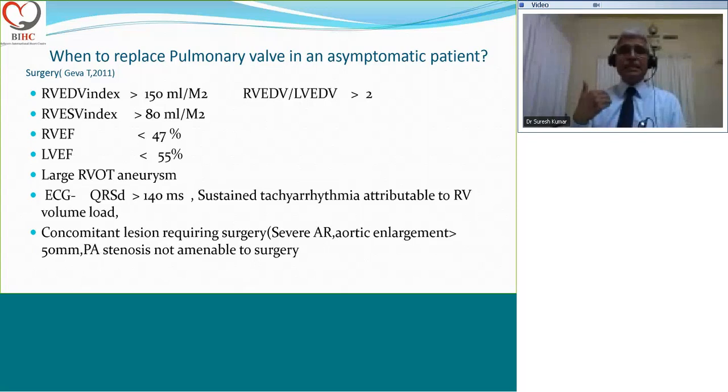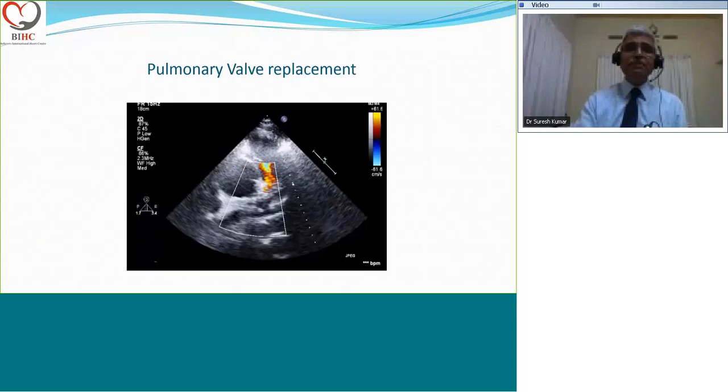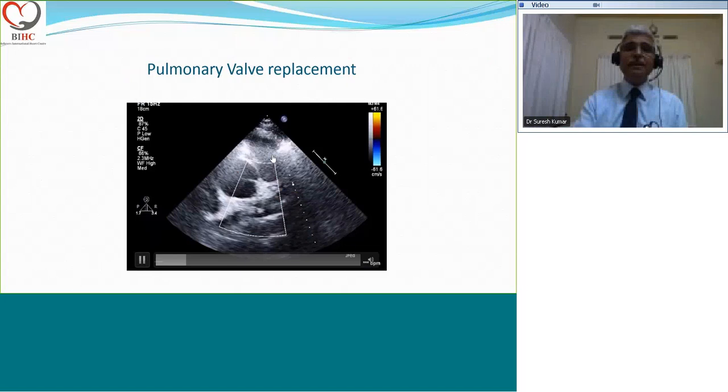If you have recurrent ventricular tachycardia, or a concomitant lesion requiring surgery, like severe aortic regurgitation, an ascending aorta bigger than 50 millimeters, or pulmonary artery stenosis not amenable to intervention, you would have noticed that these are essentially considerations for a patient going to have a surgical pulmonary valve. This is an instance where a patient had severe pulmonary regurgitation and has had a Perimount bioprosthesis, thereby abolishing the pulmonary regurgitation.